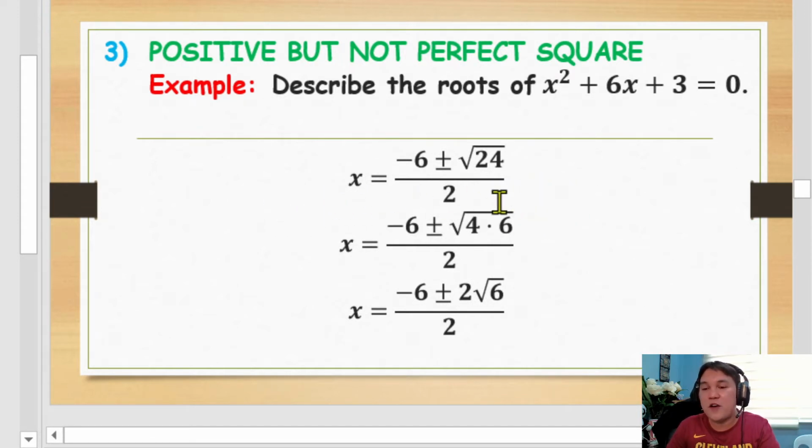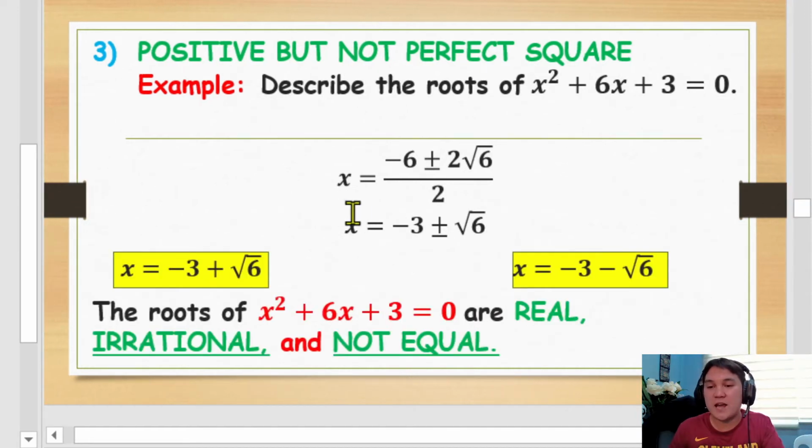Then we will simplify this equation. We will look for a factor of 24 that is a perfect square. That factor is 4 and it will be multiplied by 6. So that gives us 24. So our new equation here is x is equal to negative 6 plus minus square root of 4 times 6 all over 2. Then we simplify. X is equal to negative 6 plus minus 2 square root of 6 all over 2.